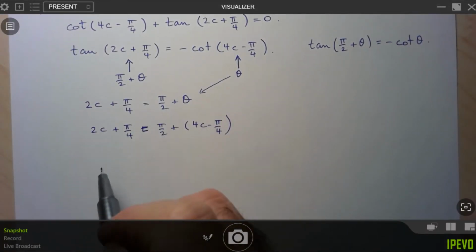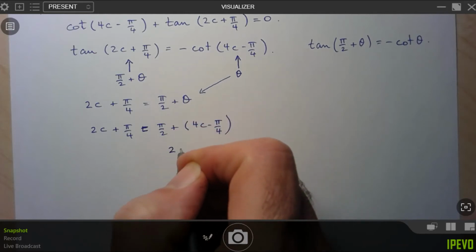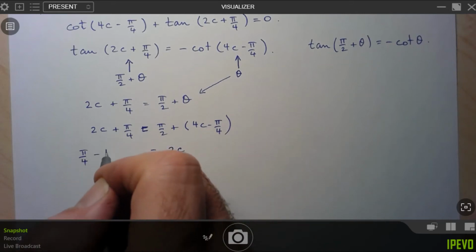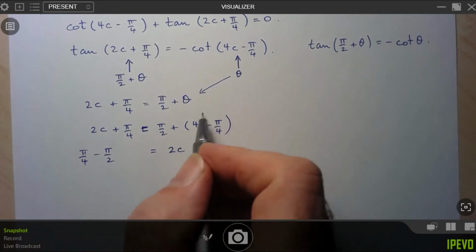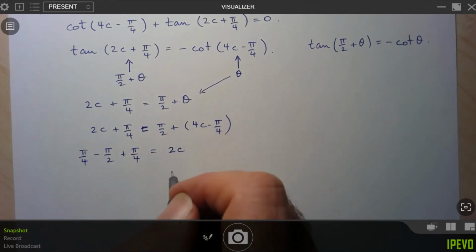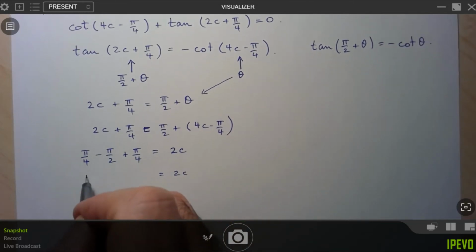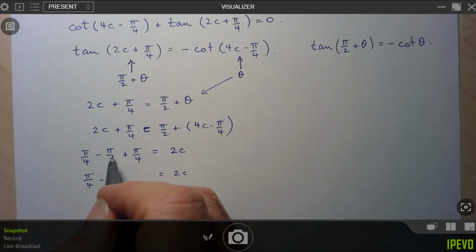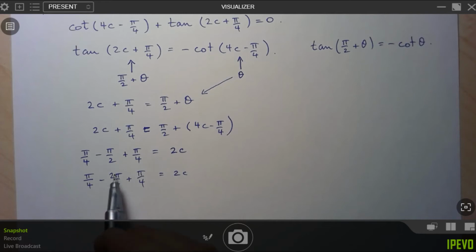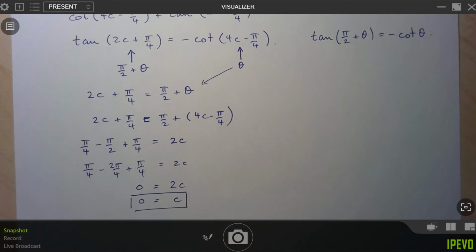Here we'll bring the c's to one side, so 4c minus 2c, so we have 2c. And then here I have pi over 4, minus pi over 2. And then here, this is going to be plus pi over 4 when I bring it to the other side. Maybe you can already see where this is going. What do we have? I'll put everything in terms of the same denominator. So pi over 2 is like 2 pi over 4. So what do we have? 1 minus 2 is negative 1, plus 1, hey, that's just equal to 0. So c equal to 0 is one possible answer. Okay?